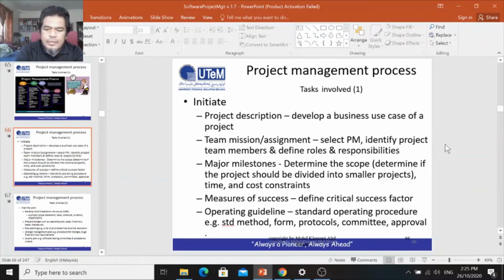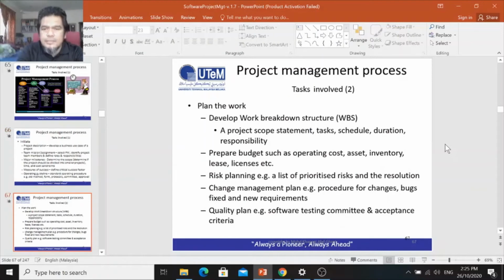The second task in the project management process is to plan the work. You plan what to do and what to deliver. This can be derived in a Gantt chart. You develop the work breakdown structure, a project scope statement, tasks, schedule, duration, and responsibility in a Gantt chart.